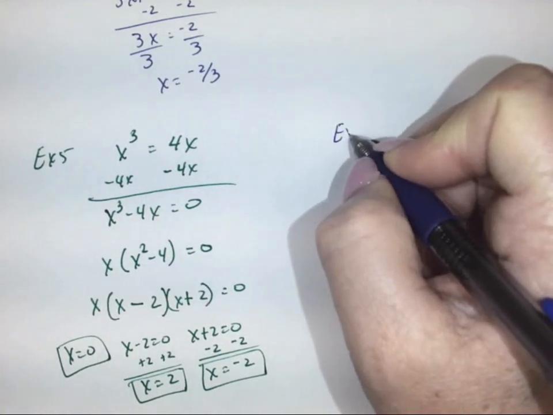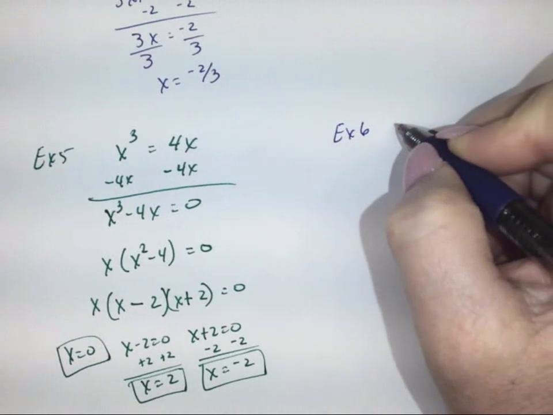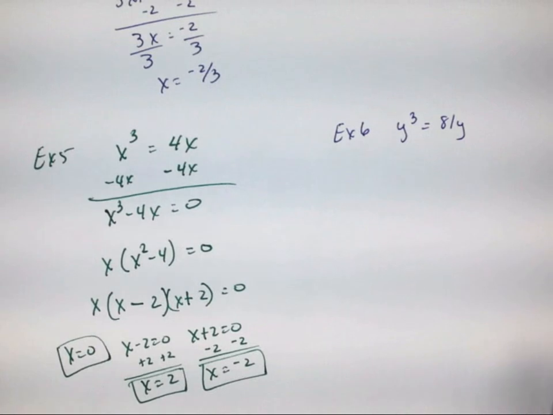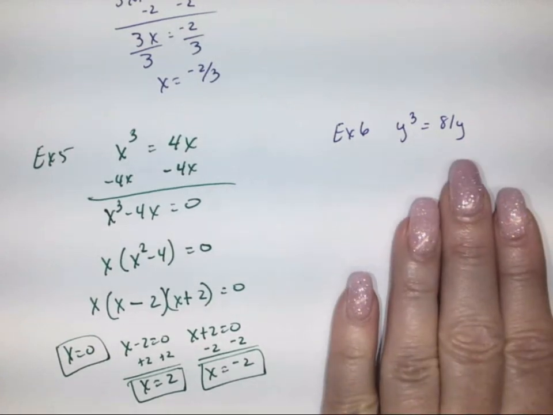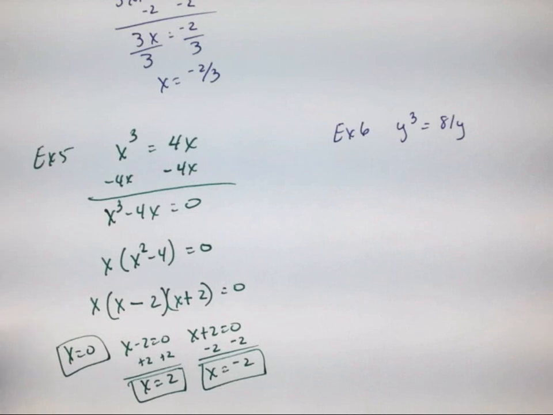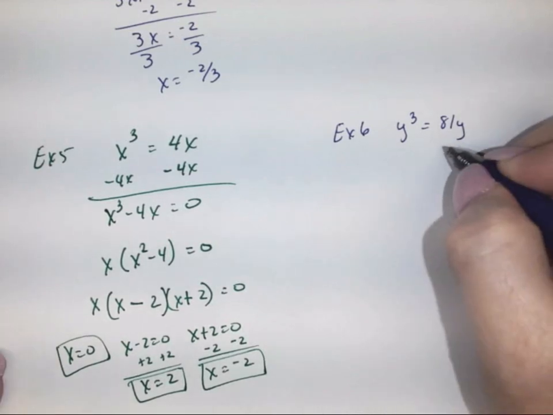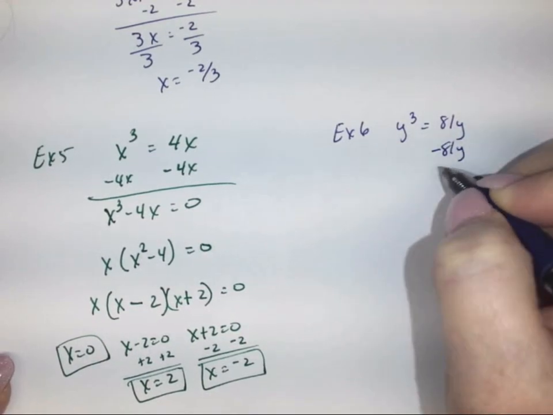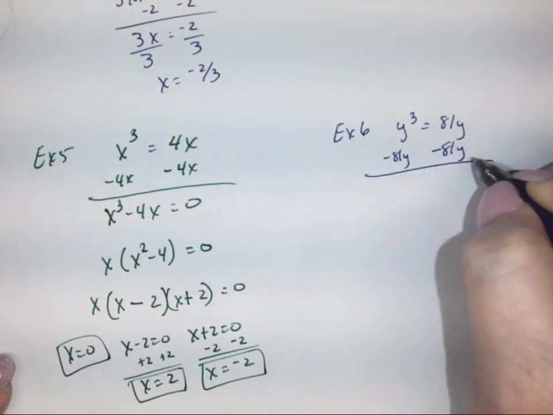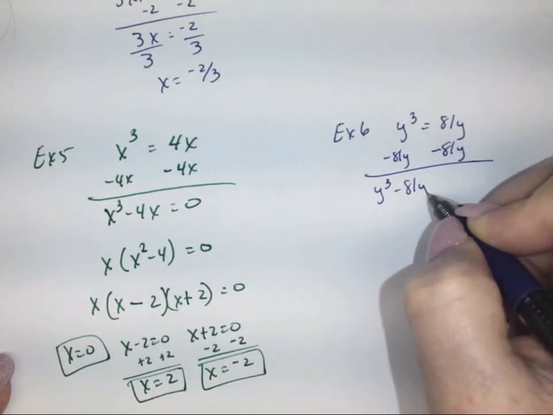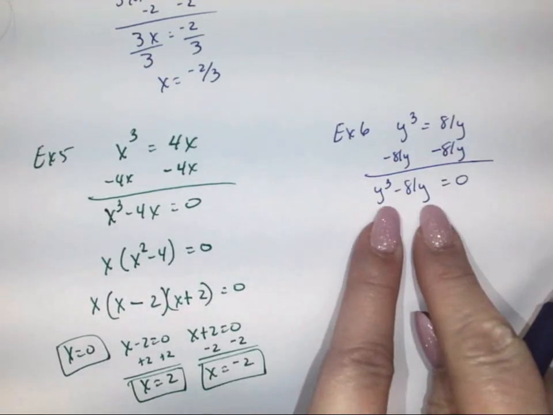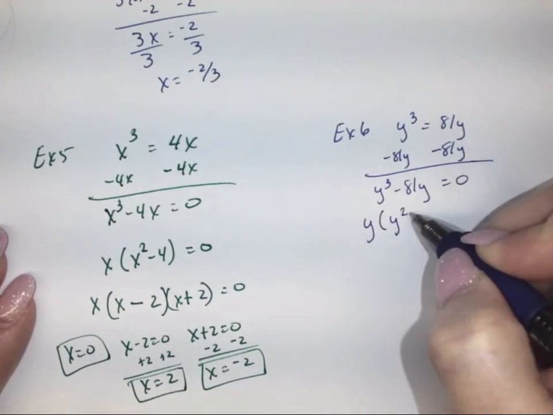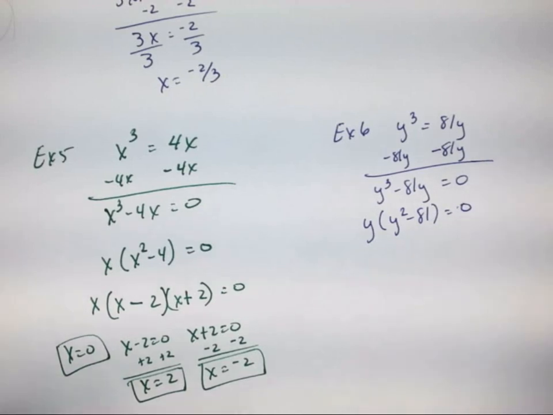So example 6 is going to get us y cubed is equal to 81y. If you want, you can try this one on your own and then come back. Stop the video, see if you can work it out, and then come back to it. All right, so if you're coming back, we're going to move that 81y over. So y cubed minus 81y is equal to 0. Again, they have a common factor similar to this one. We have a y times y squared minus 81 is equal to 0.